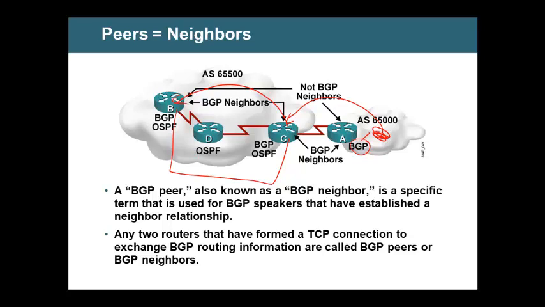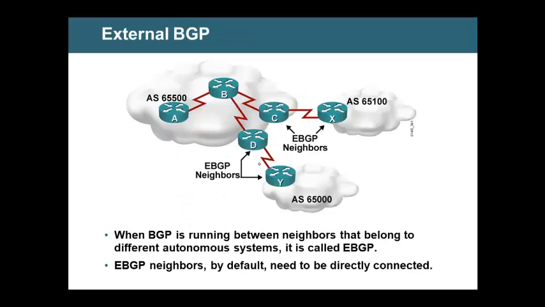Now what is eBGP? As I said, if you run BGP between routers in different autonomous systems, you see C and X. C and X are different autonomous systems, eBGP. Yeah? C and X are eBGP. D and Y are eBGP. One thing you need to remember, eBGP neighbors by default need to be directly connected.